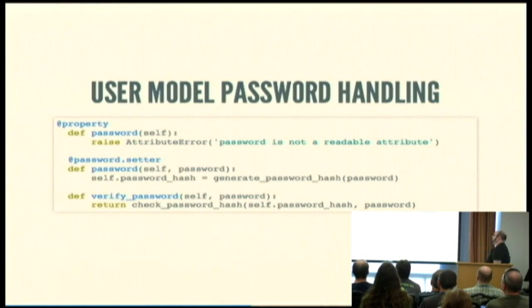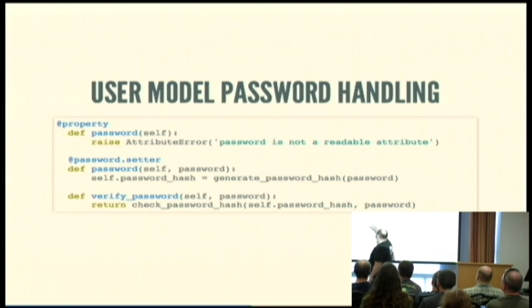So digging further into the user model, let's talk about passwords. Again, I don't allow password to be a readable attribute, so I define it as a property. Look at that, PEP 8. Someone's dying. Again, I'm bad at this, okay? But that would compile, so we're okay.